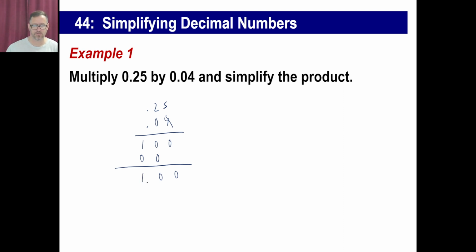Okay, you might go, oh, that's 100. Well, I'm going to need 4 numbers behind that decimal point, right? So if I put a decimal point there, there's only 3 numbers. So I need another number there, which is 0. There we go. Okay.